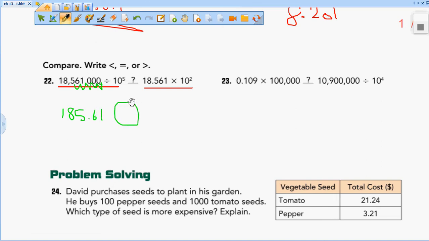Look at the right side here. 2, the exponent here is 2, so I have to move the decimal point. Look, I have decimal point here, so I'm going to move it 1, 2 to the left side, so it becomes 1, 8, 5, 6, 1. Becomes what? 18,561 hundred thousandths. When I compare 185, it's greater than the decimal number. And here it's the same.